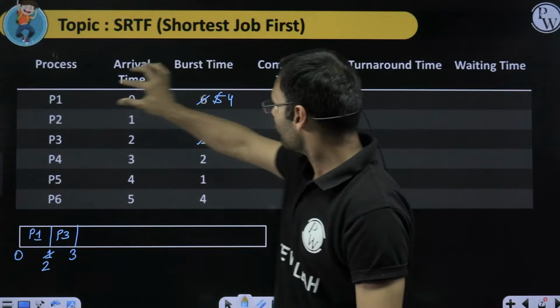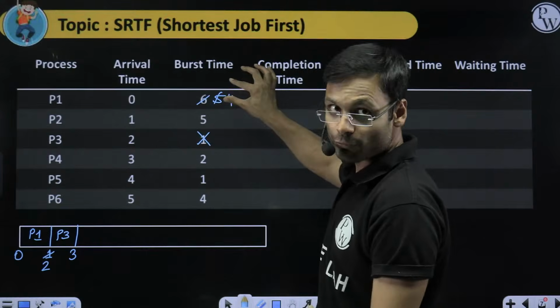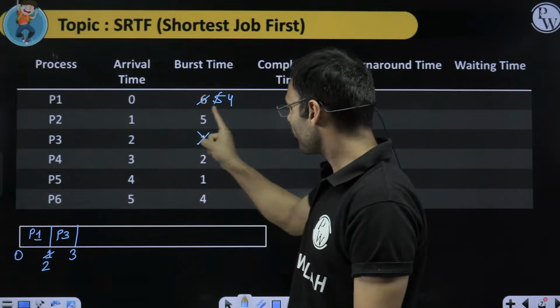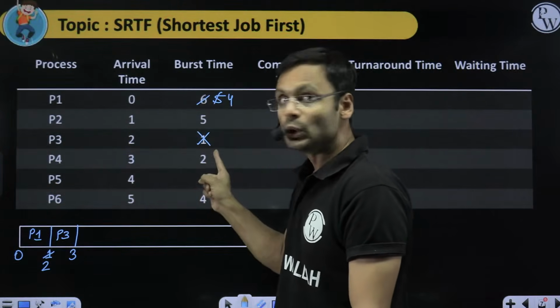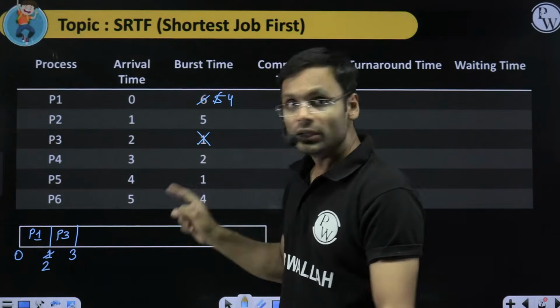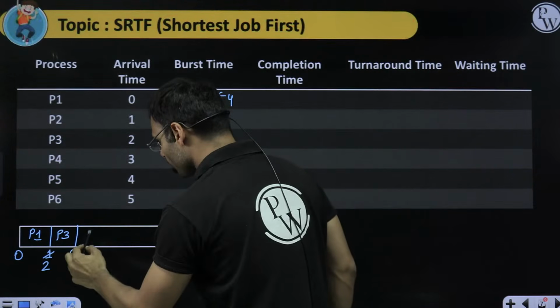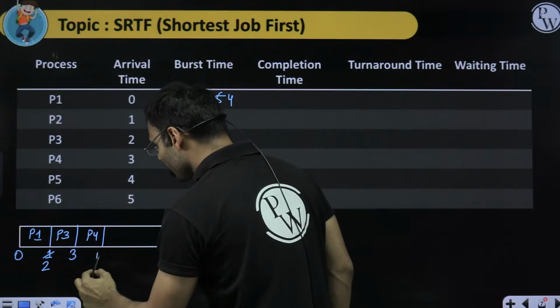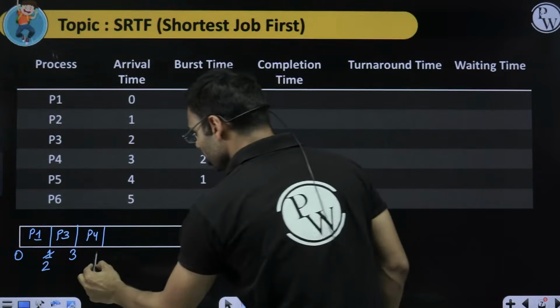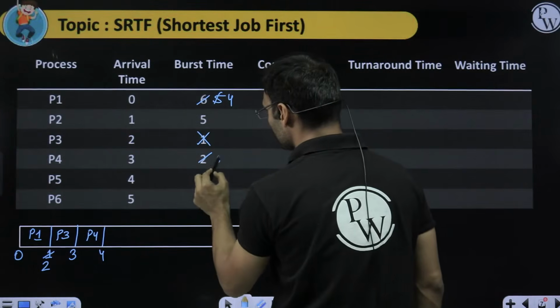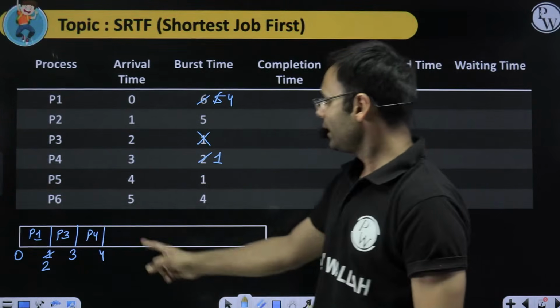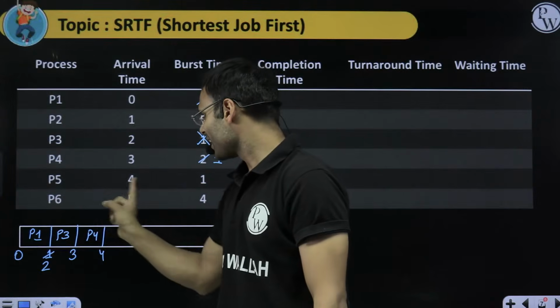So P1 is already remaining with 4 time. P2 remaining with 5 and P4 arrived with 2. 4, 5, 2. Minimum burst time is 2. I will continue with P4 now. P4 runs for one time unit till 4. Remaining, I'll have to update, 1.